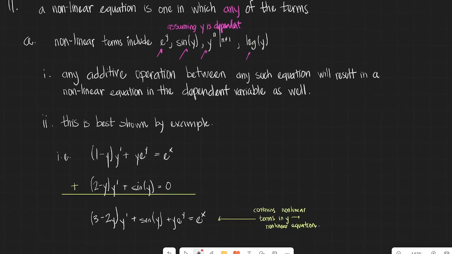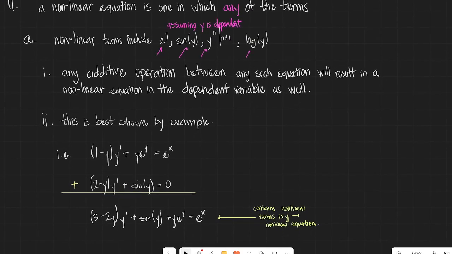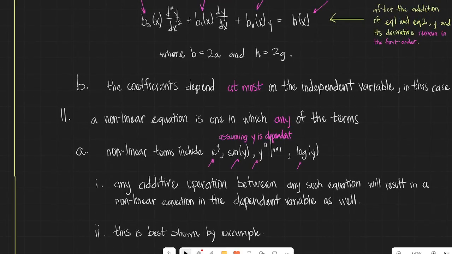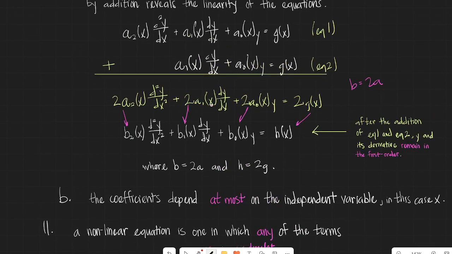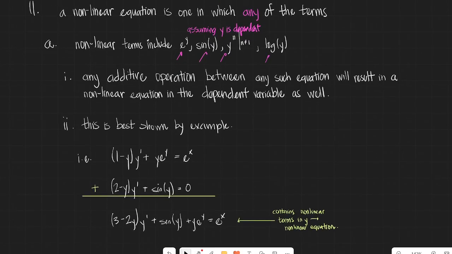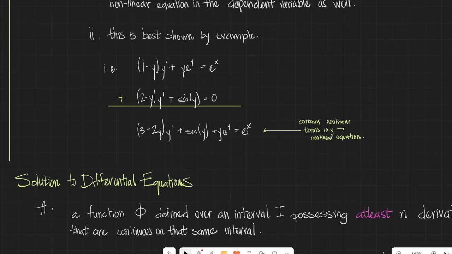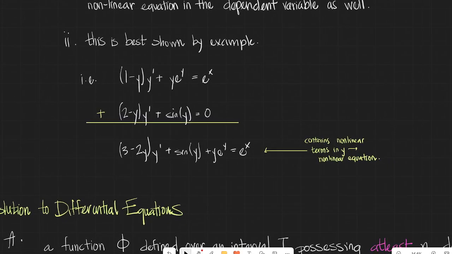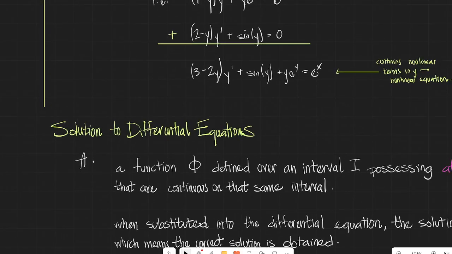So basically what I did was I determined that any additive operation between any such equation will result in a nonlinear equation. And that's why if we plugged these into this addition test, this linearity test, we would not end up with a linear situation in y. And then if I just show this as an example, I did two nonlinear equations, but even if only one of these was nonlinear and the other one was linear, this would still come out to be nonlinear. So it contains nonlinear terms in y, nonlinear equation. All right. I think enough has been said on that.